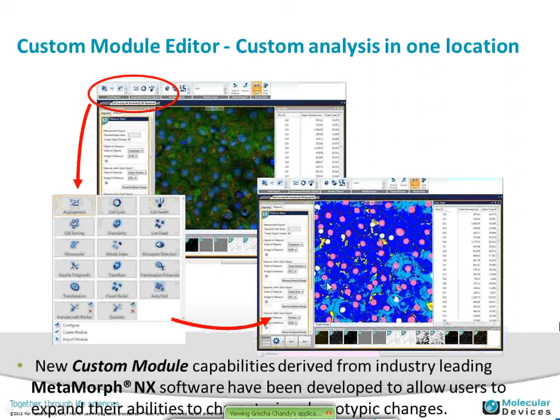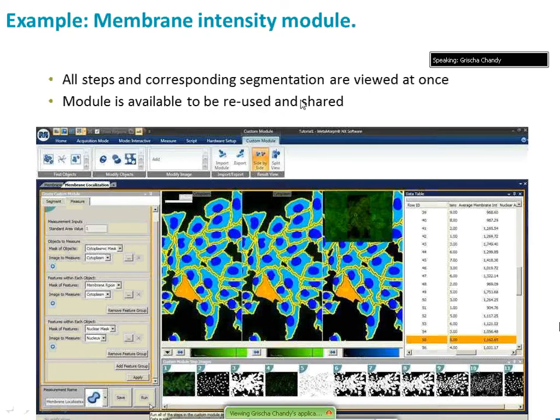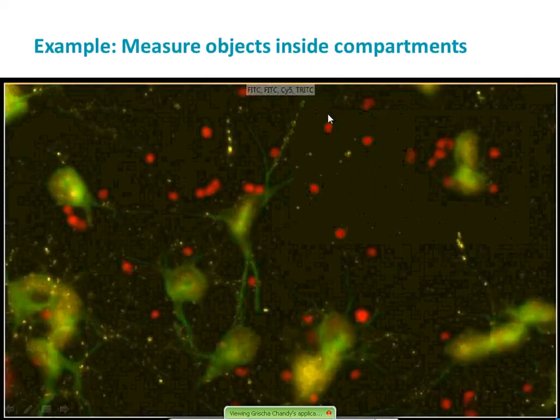Okay. Here is an example. So this allows for many more assays to be developed beyond the standard modules. Here's one with a membrane intensity module that we created as a proof that you can do that, and the yellow outline is that of the membrane, and the dark blue is the nuclei, and the light blue is the cytosol. Once it's generated, it will be able to be reused and shared. Whether this module is created in MetaMorph or MetaXpress, it can be shared with your colleagues or shared between your assay development group and an HCS system.